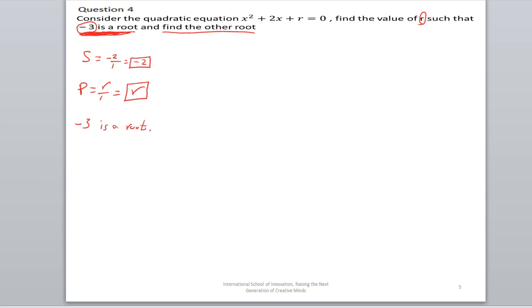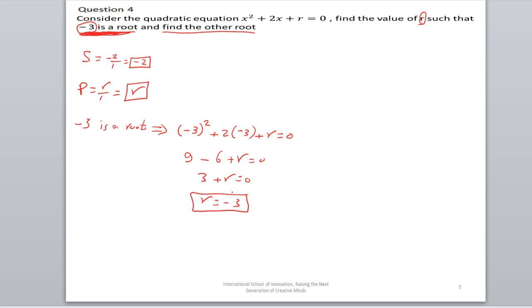So what should I do here? It must satisfy the equation. What does satisfy the equation mean? If you substitute in the equation, it must be equal to 0, because it is a root. So -3 square is 9, minus 6 plus r equals 0, meaning 3 plus r equals 0, so r equals -3. This is the first step, we found r.